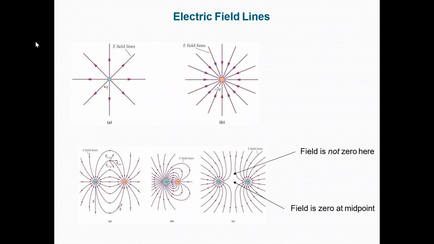This diagram shows the electric field moving outwards from a positive charge. The second diagram shows the electric field lines moving towards the negative charge. The third diagram shows how the electric field moves from the positive charge and goes to the negative charge. The field is not zero here. The field is zero at the midpoint.